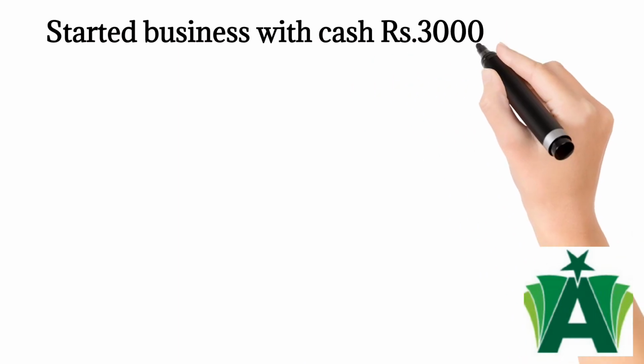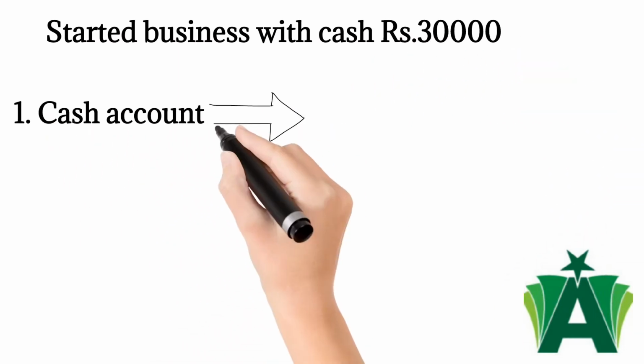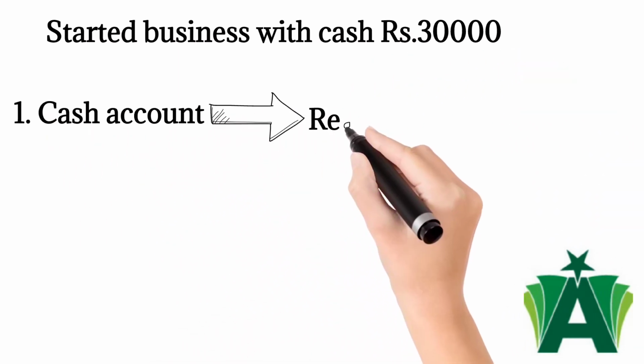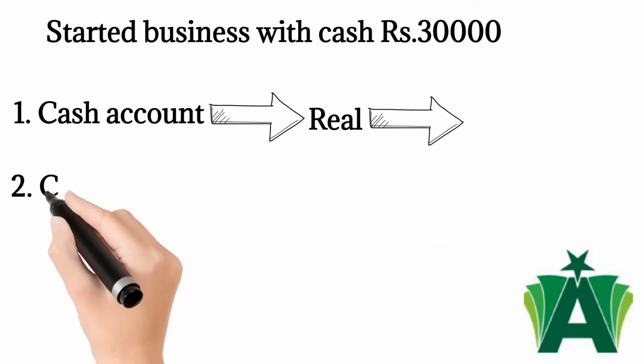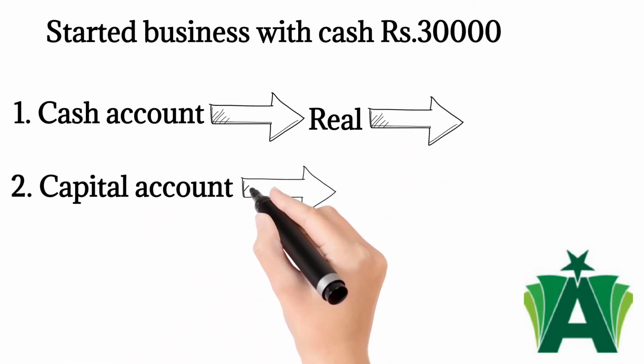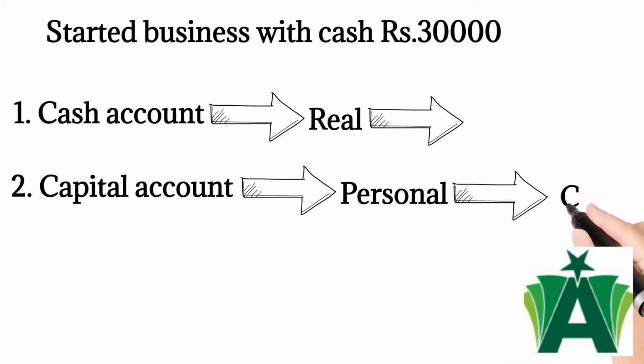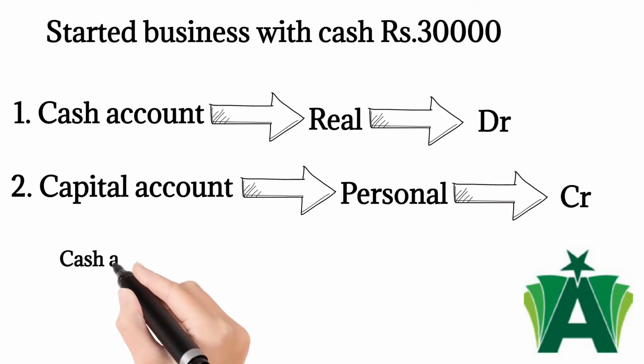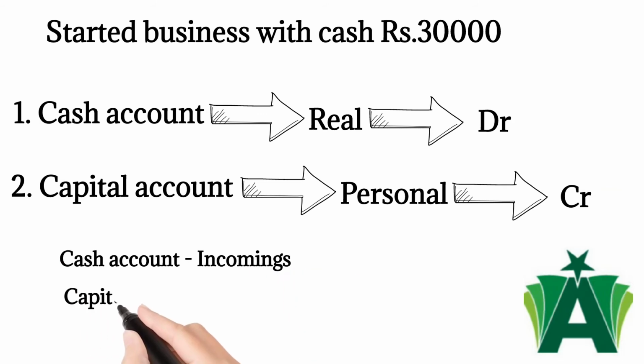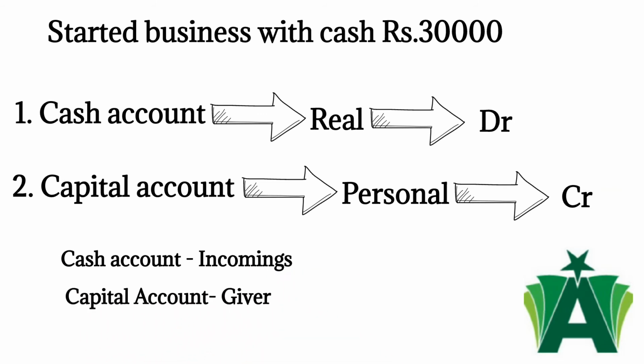Transaction number 1. Started business with 30,000. Here, two accounts are involved, cash account and capital account. Cash account is debited because cash account nature is real and cash comes into the business. Capital account nature is personal, so capital account is credited.